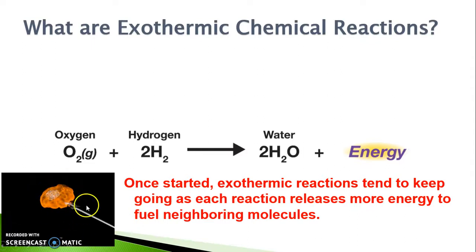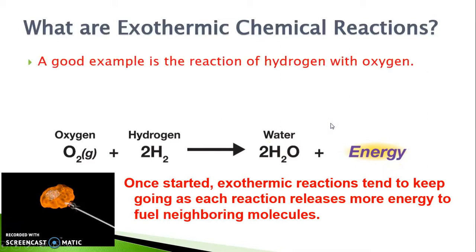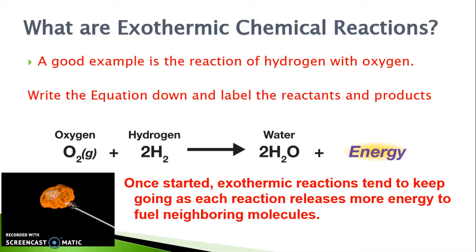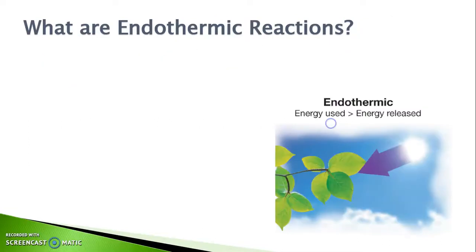So here's an example of hydrogen being released. And we did this with our covalent bond lab with the electrolysis, water electrolysis, where we burn the hydrogen coming out. And this is an equation for making water. So we have our oxygen plus our hydrogen, and that makes water and energy. So a good example is the reaction of hydrogen with oxygen. So write down the equation and label the reactants and the products on your notes.